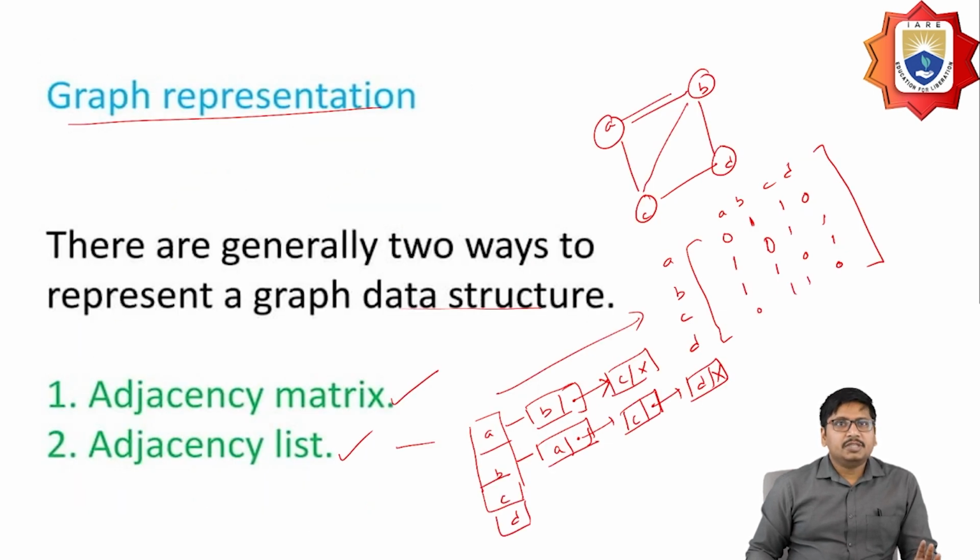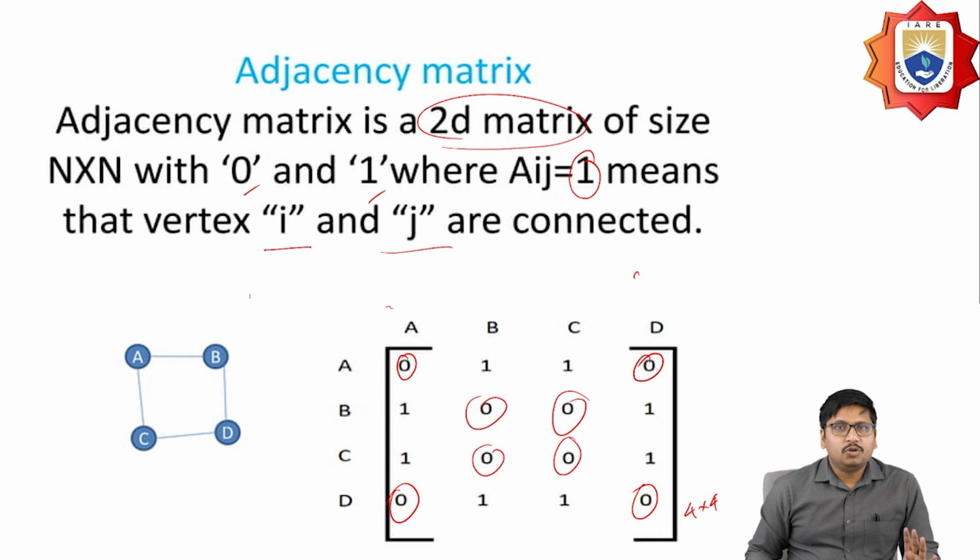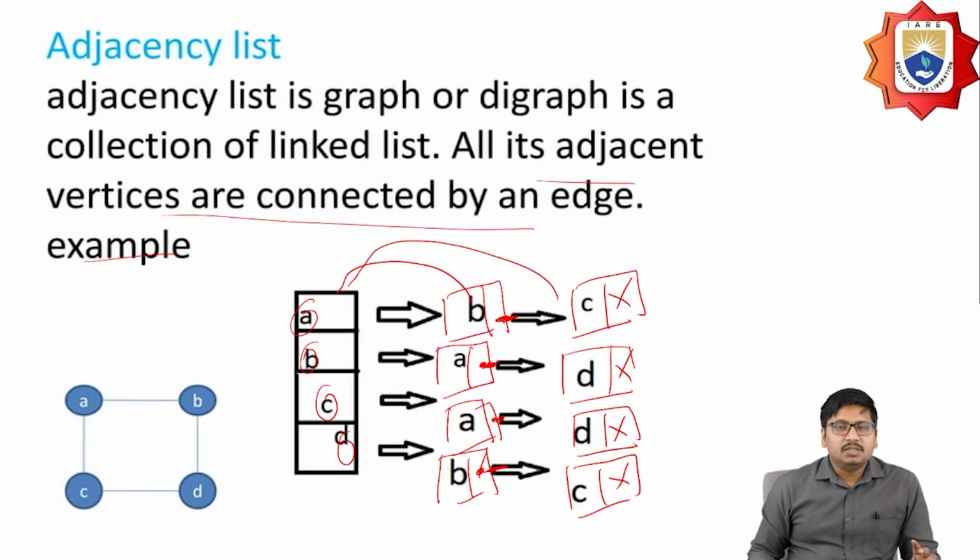Graphs can be represented in two ways: adjacency matrix and adjacency list. An adjacency matrix is a two-dimensional matrix filled with zeros and ones. If there exists an edge between two vertices, it is marked as one, otherwise it is marked as zero. Similarly, an adjacency list represents the graph in the form of linked lists, showing which vertices are connected to each vertex.